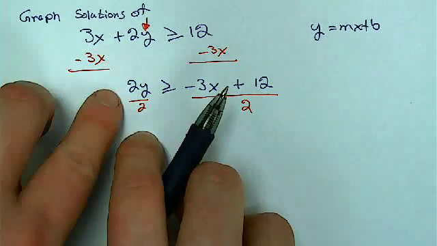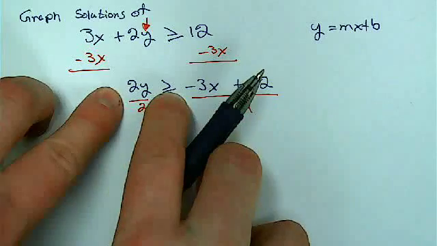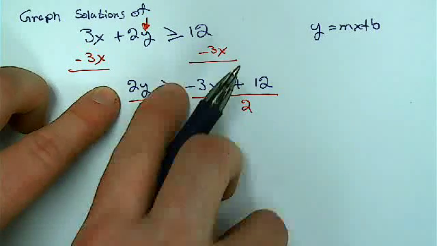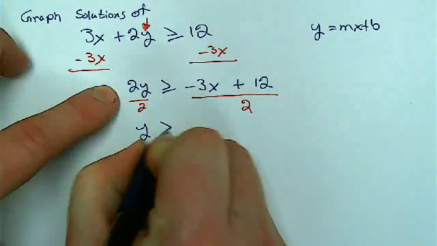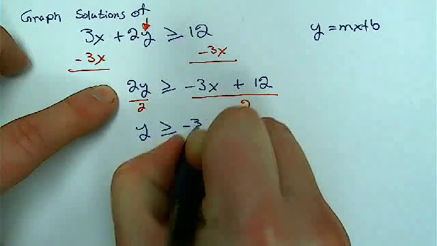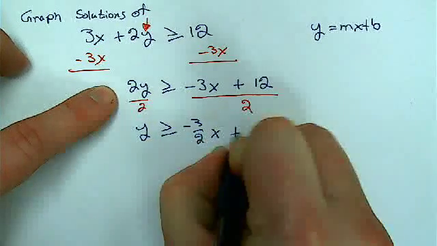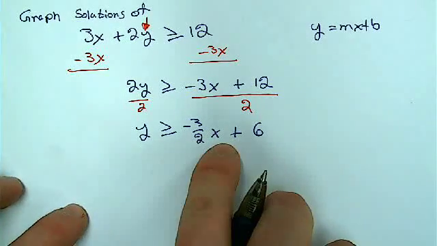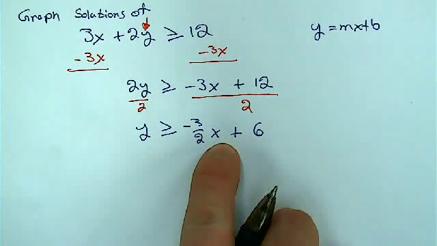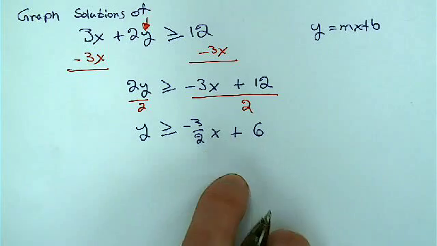The other thing to remember, if I divide by a negative, I have to switch this guy around. That's one of those steps a lot of students will forget. Don't be that student. So now I've got y is greater than or equal to negative 3/2 x plus 6. And that's going to be the inequality I graph. And like I said, now from here, it's exactly what we practiced yesterday.